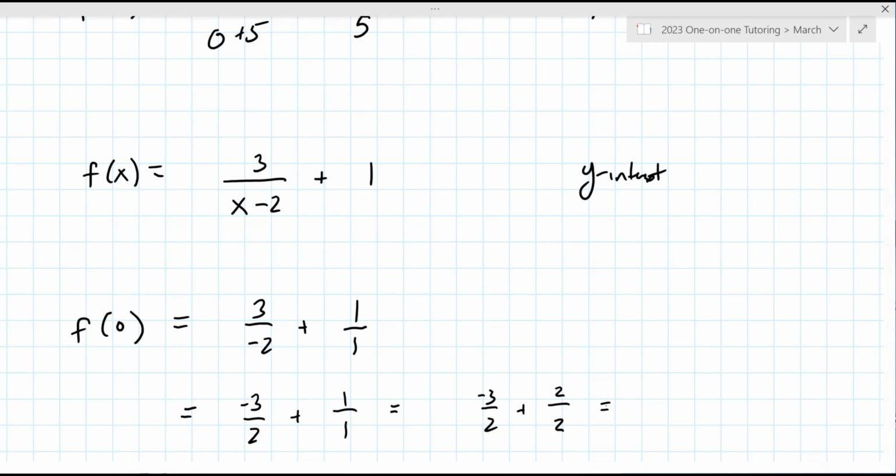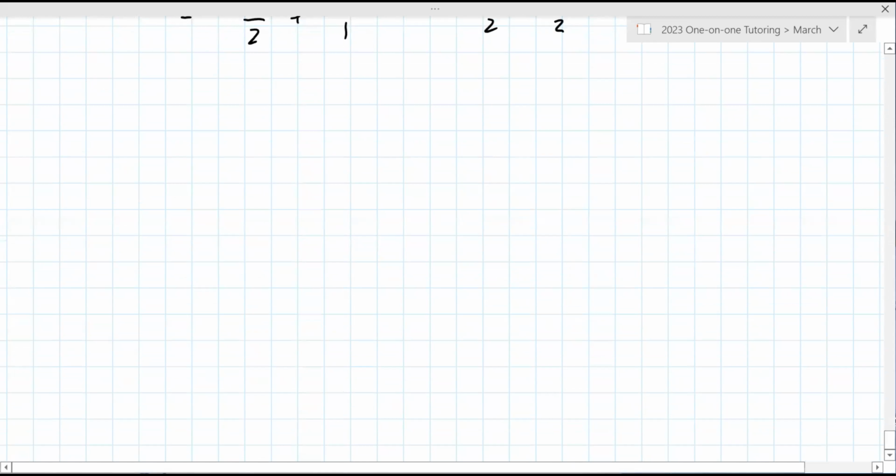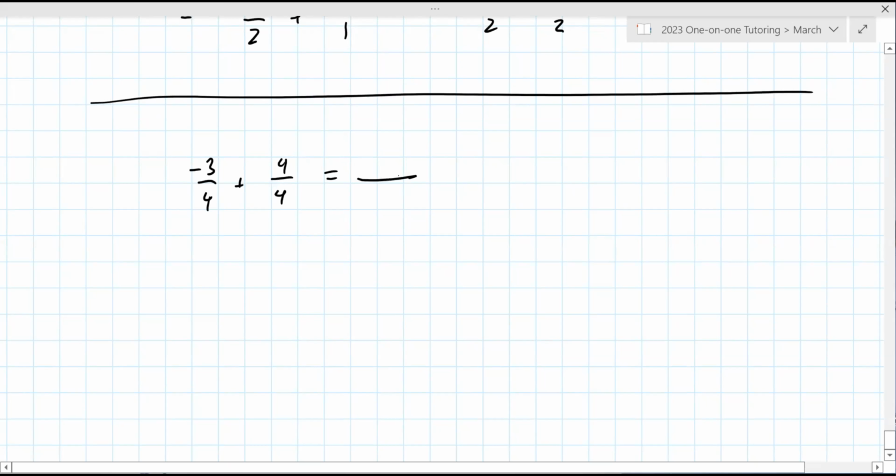So what does that become? -3 plus 2. -1 over 2. Okay, good. So let's just do a little bit with fractions here with the limited time we've got left. Reminder, the lessons are 50 minutes here. So let's say it's -3 over 4 plus 4 over 4. Can you tell me what that becomes? You add the top, keep the bottom. 1 over 4.